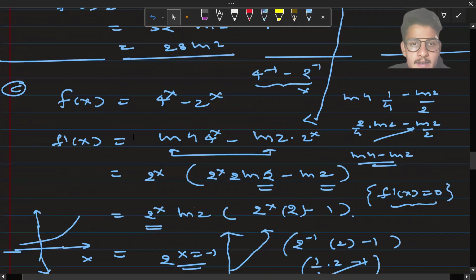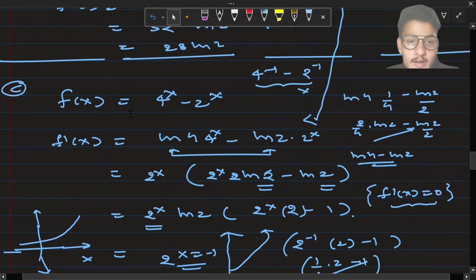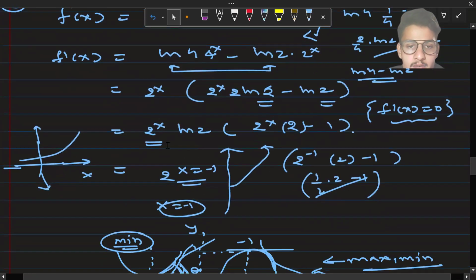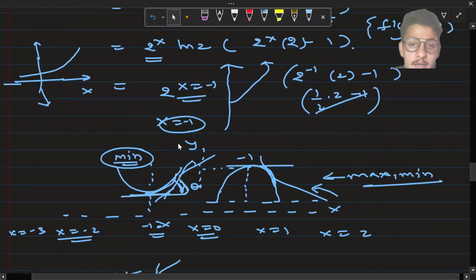Now the third option was of the maxima and minima. So we have differentiated and found the point where f'(x) is 0, because wherever f'(x) becomes 0, it is either a minimum point or a maximum point. So we have received f'(x) as 0 at x is equal to -1. Now we need to find whether it is a minima or a maxima. So we have taken another point, 0, where the slope is positive.